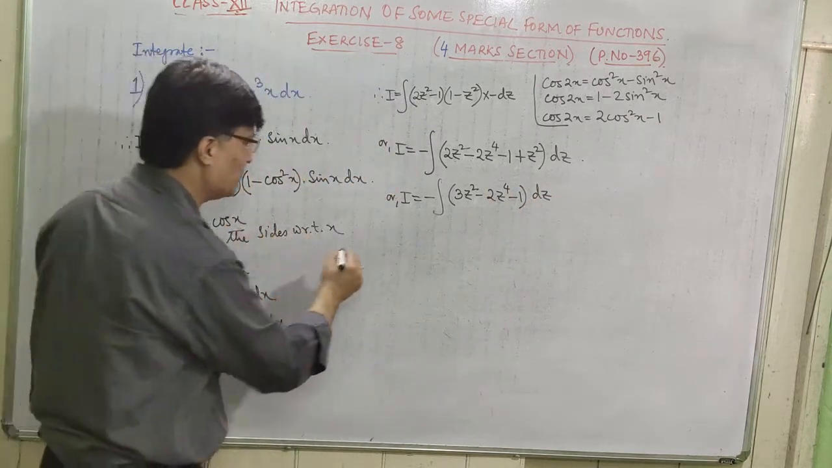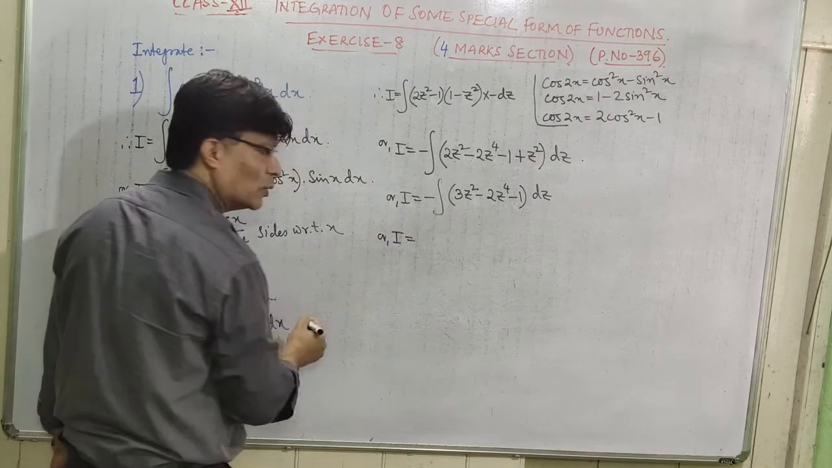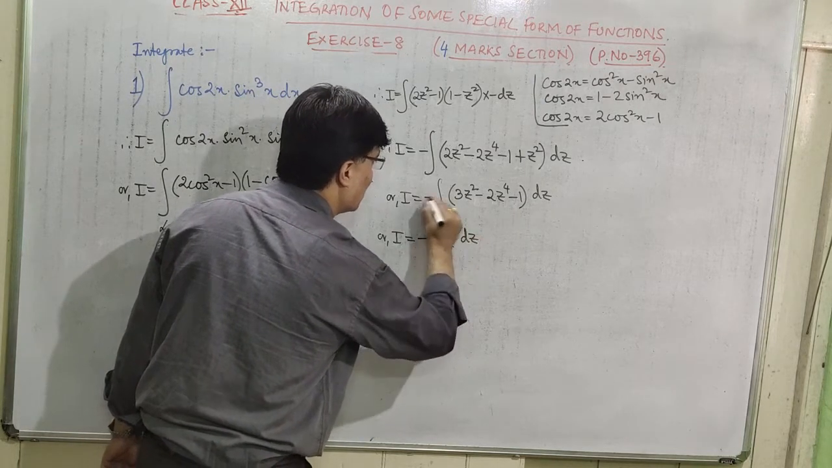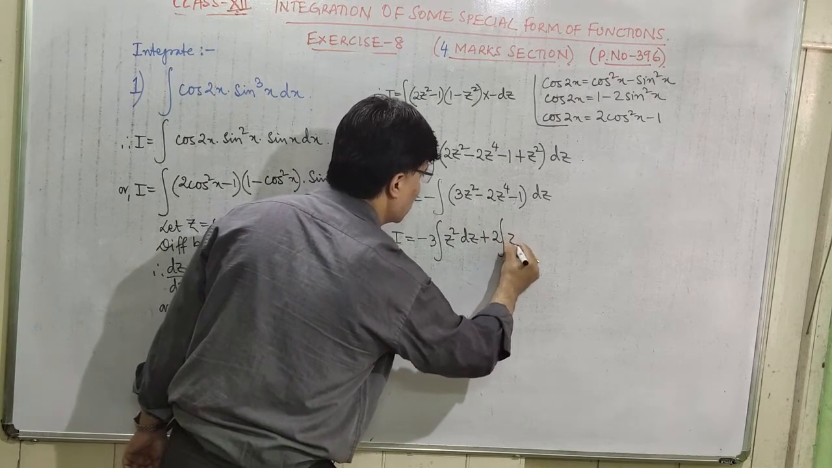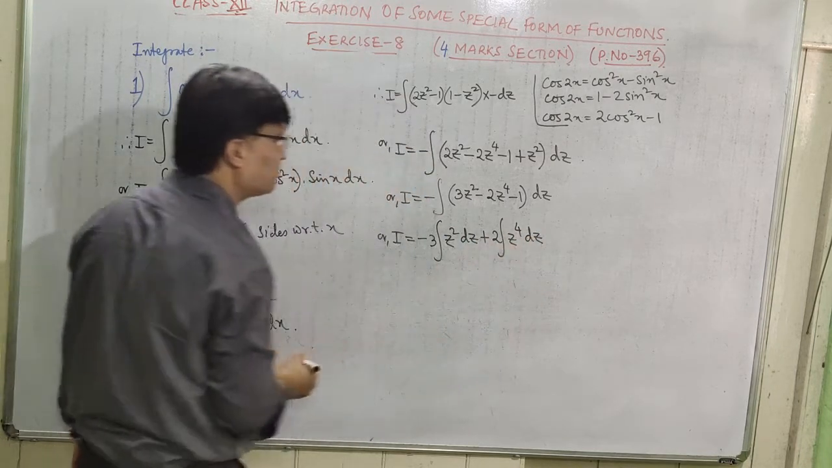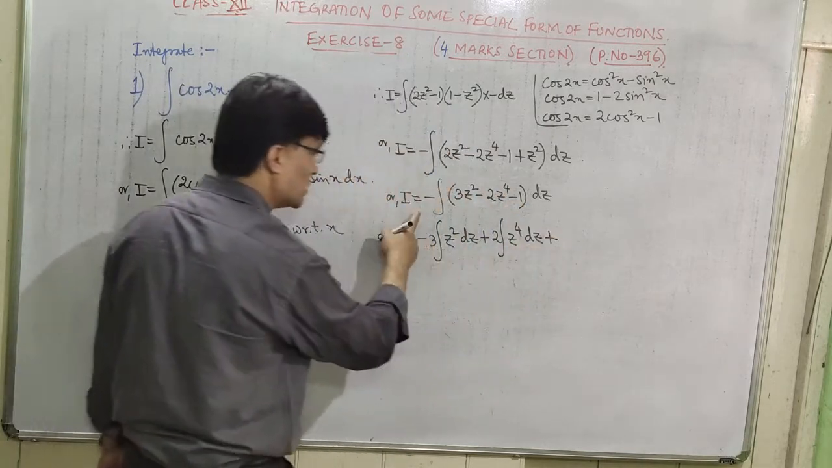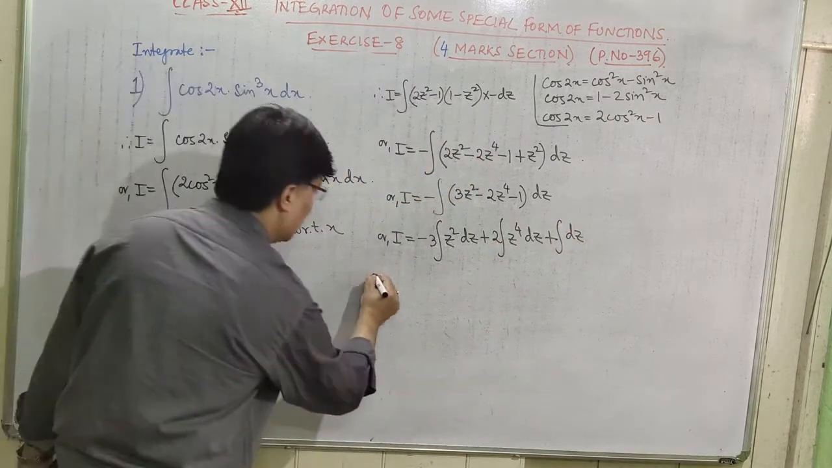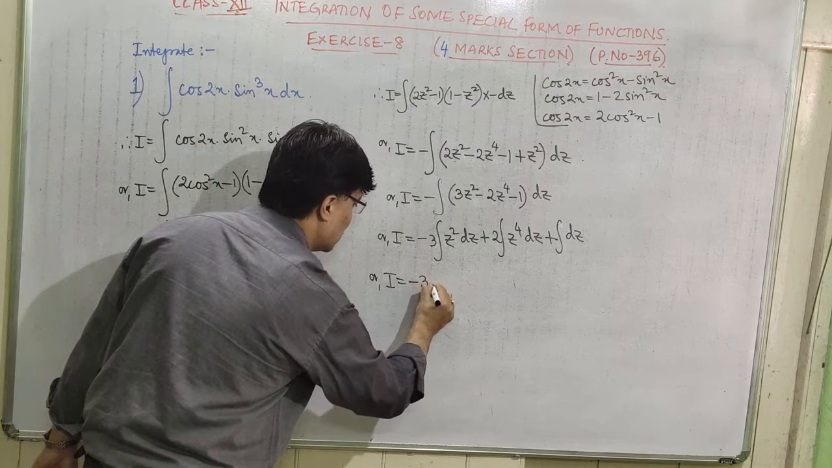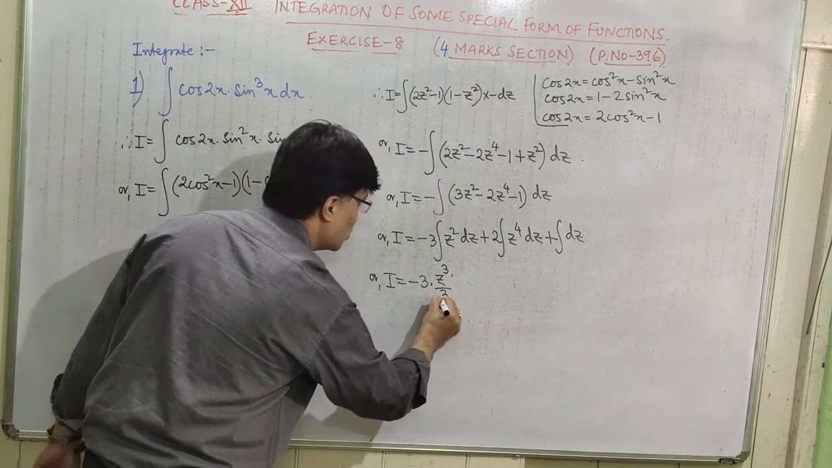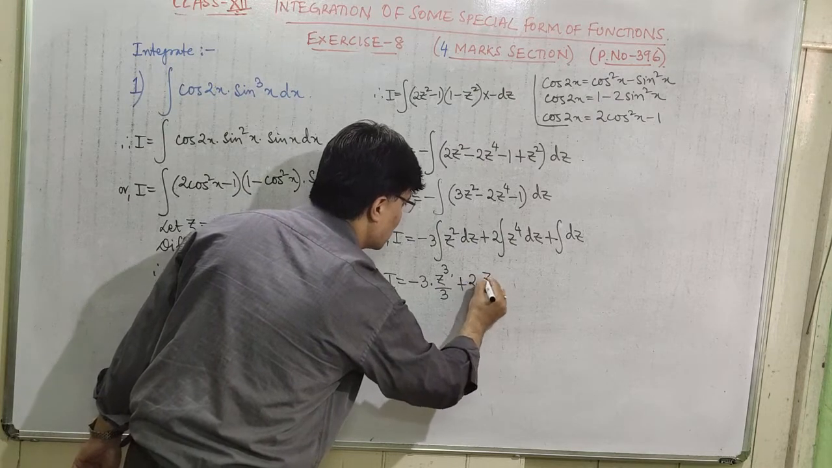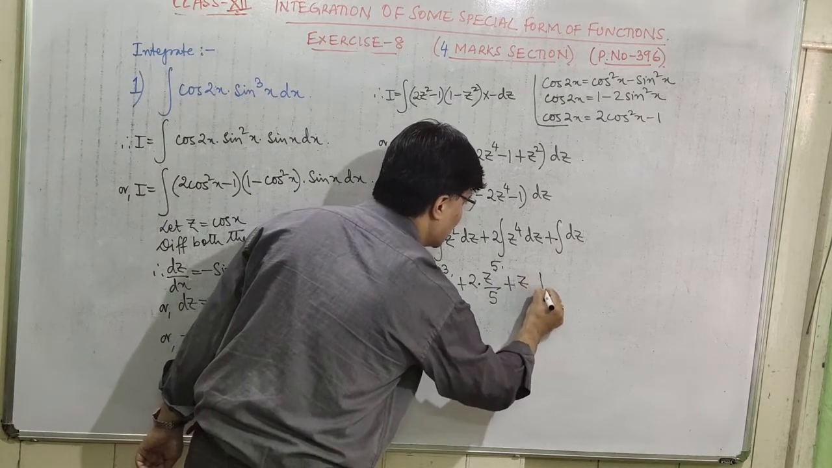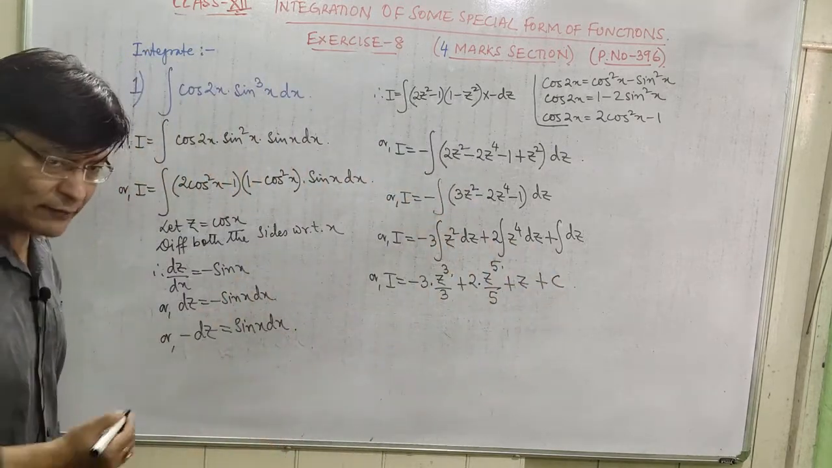So let us separate the terms now. Or I is equal to minus 3 integration of z square dz, minus into minus plus 2 integration of z to the power 4 dz, minus into minus plus integral sign dz. Okay? Or I is equal to minus 3 into what is integration of z square? z cube by 3, plus 2 into what is integration of z to the power 4? z to the power 5 by 5. And what is the last term? Plus z plus c.